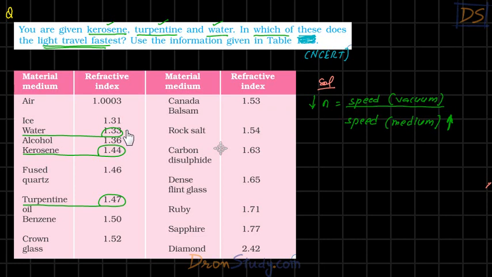So out of these three, refractive index is least for water. It means the speed will be maximum for water, right? As the refractive index is least for water, speed of light will be maximum for it. So what is our answer? Light travels fastest in water among these three substances.